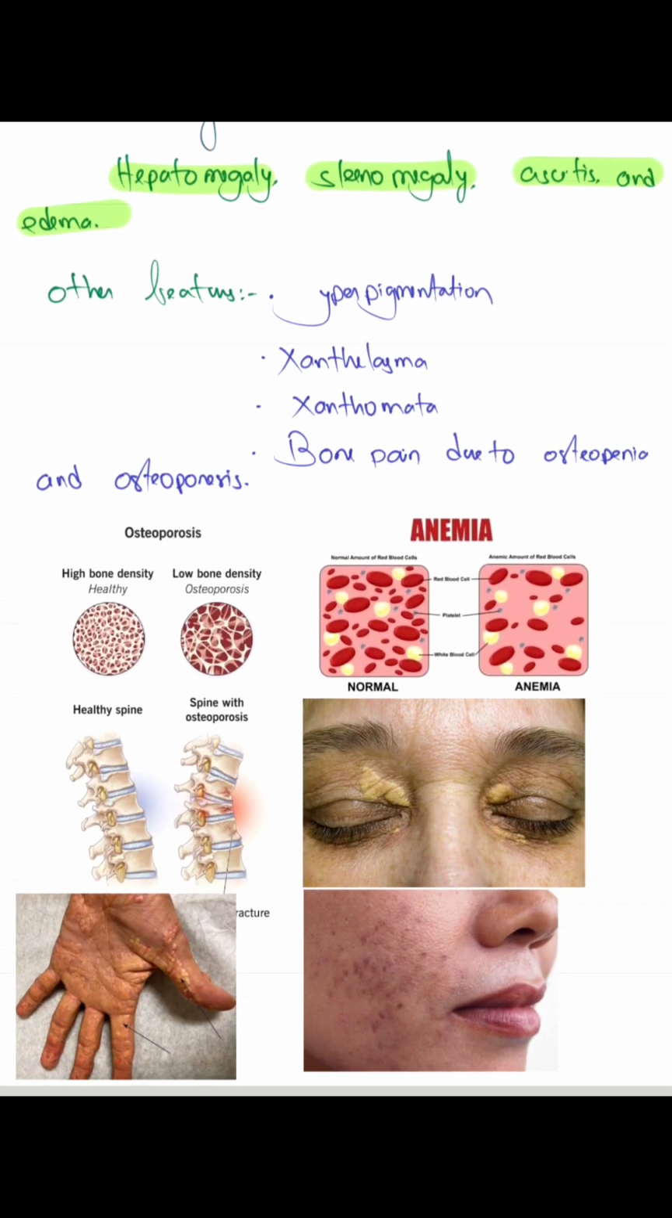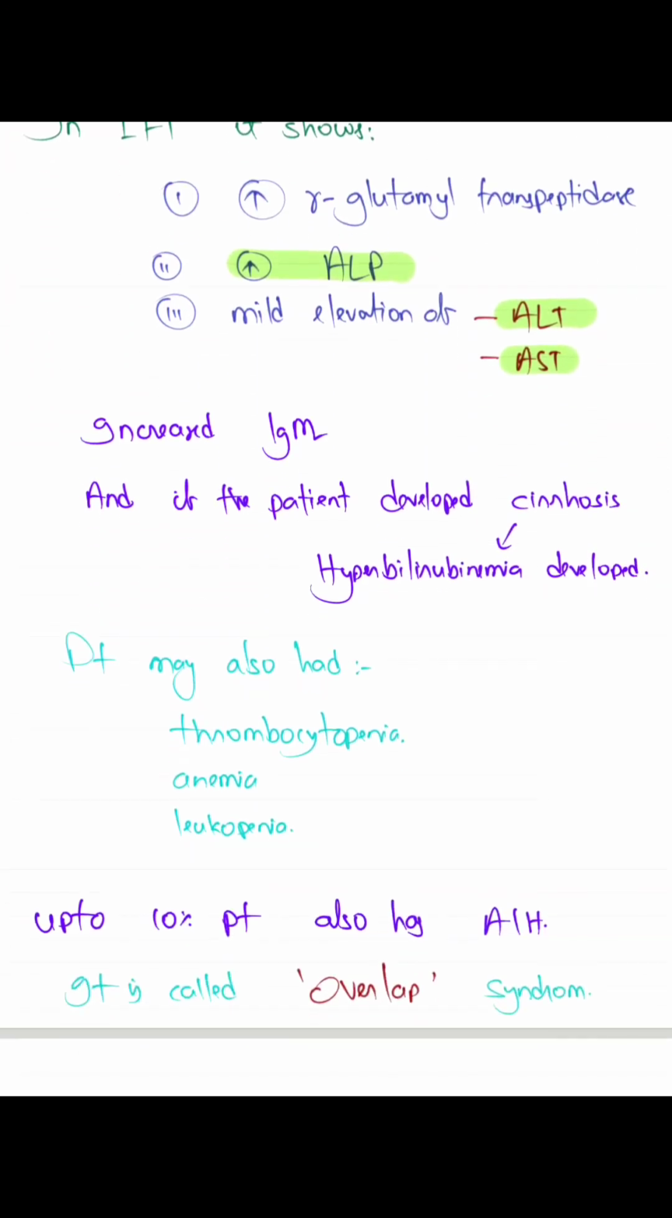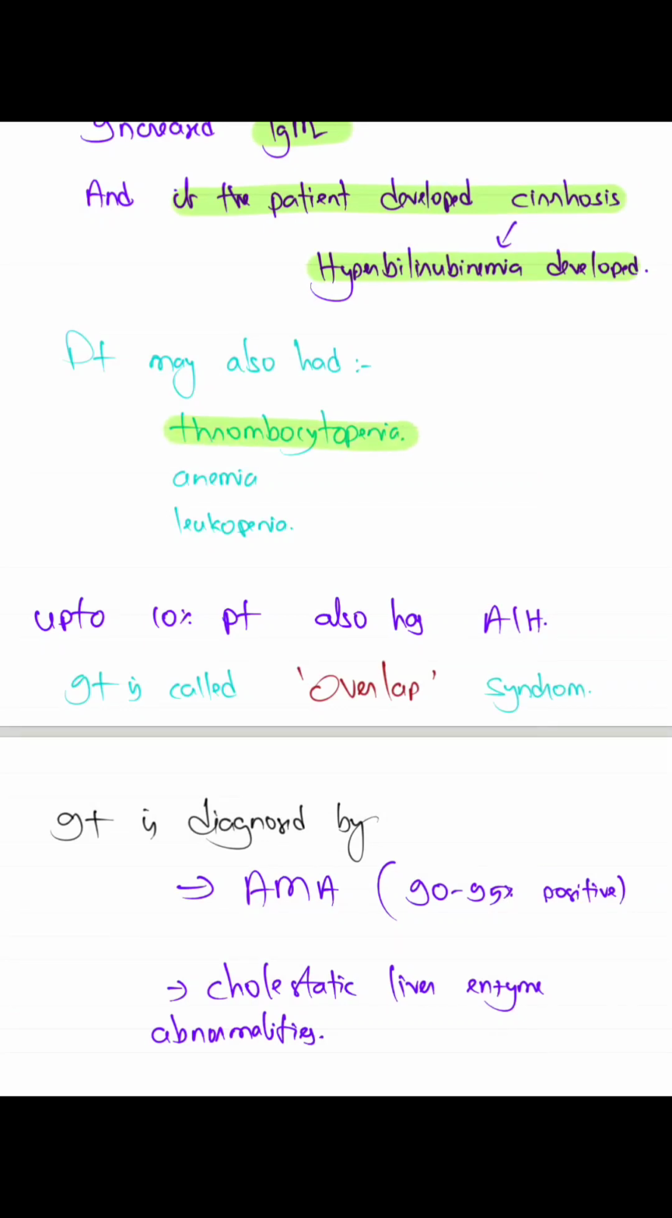Other features include hyperpigmentation, xanthelasma, xanthomata, and bone pain due to osteoporosis. Lab findings include increased gamma glutamyl transpeptidase in LFT, increased ALP, mild elevation of AST and ALT, and increased IgM. And if the patient develops cirrhosis, then hyperbilirubinemia also develops. The patient may also have thrombocytopenia, anemia, and leukopenia.